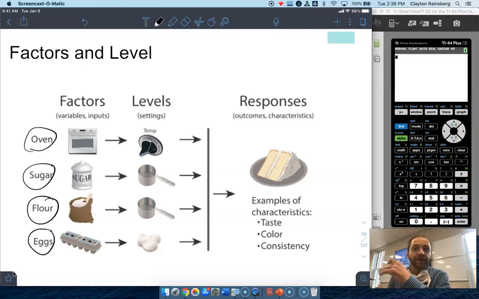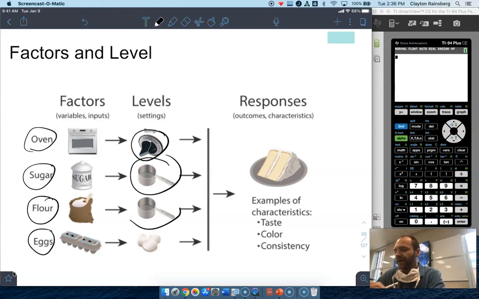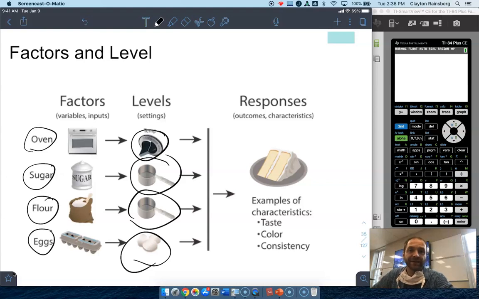Now when I use an oven, there are different settings. There are different levels, different temperatures you can set it to. When I use sugar, I can use a tablespoon. By the way, I can even use a measuring scale as well for more accurate cooking. Same thing with flour. I can use different cup sizes, or I can use a measuring scale. There are different settings for those. And for eggs, does it take 2 eggs? Does it take 3 eggs, 4 eggs for the recipe? Who knows? Those are different levels inside the factors.